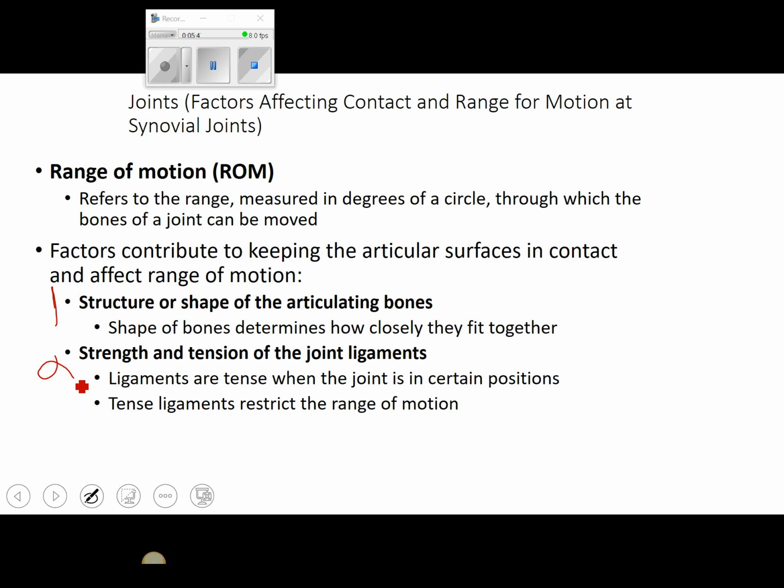Number 2, the second factor is strength and tension, of course, of the joint ligaments. So ligaments are tense when the joint is in certain positions. Tense ligaments restrict the range of motion. Also, they direct the movement of the articulating bones, of course, with respect to each other.